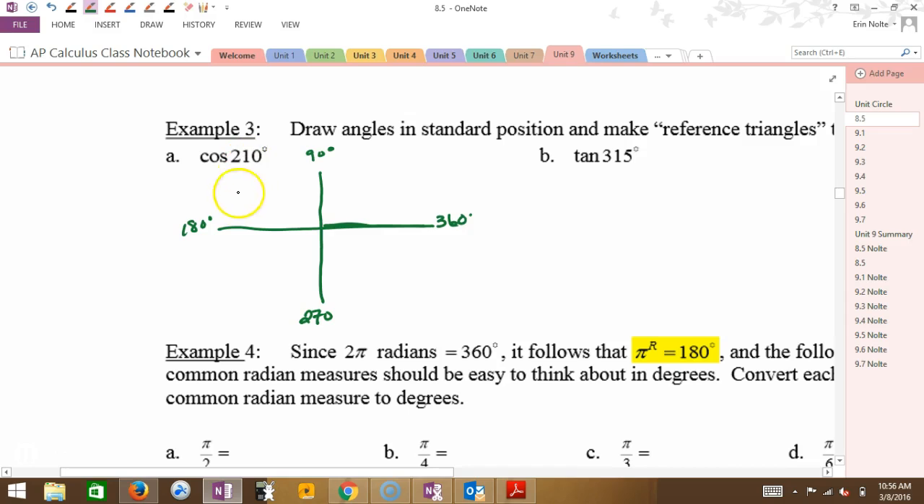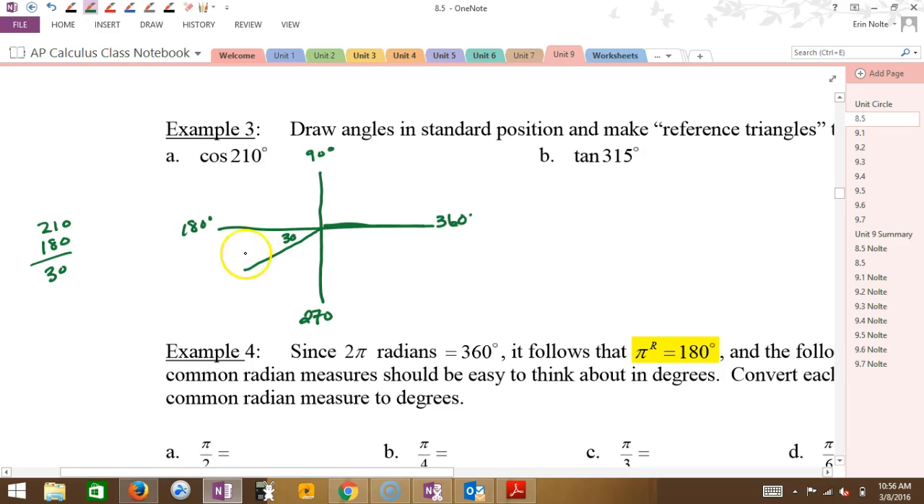So the way I want to think of this is, how far up from 180 degrees is 210? Okay, so if you did 210 minus 180, you get 30. Okay, so this would be a 30 degree angle right here.